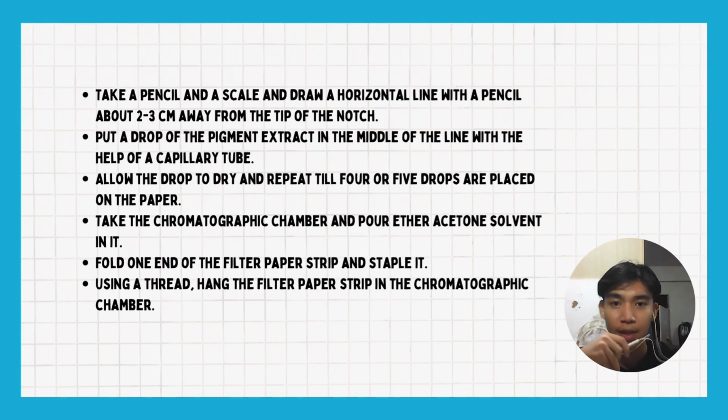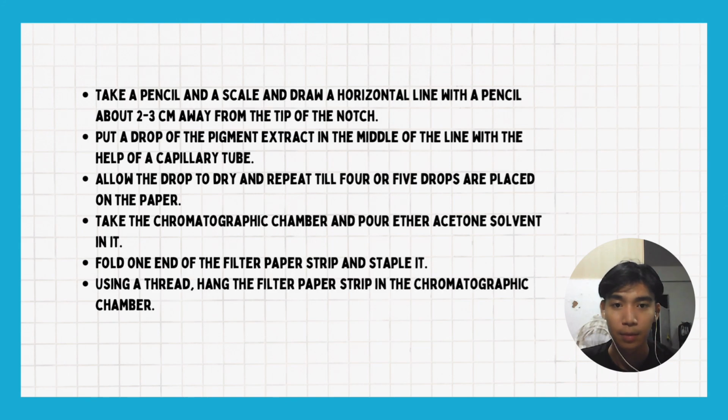Next, take a pencil and a scale and draw a horizontal line with a pencil about 2 or 3 cm away from the tip of the notch. Put a drop of the pigment extract in the middle of the line with the help of a capillary tube. Allow the drop to dry and repeat till 4 or 5 drops are placed on the paper.